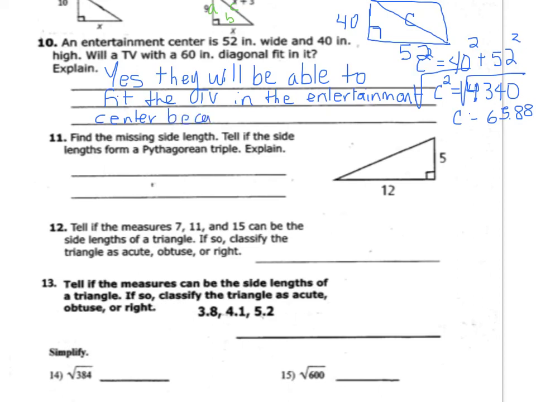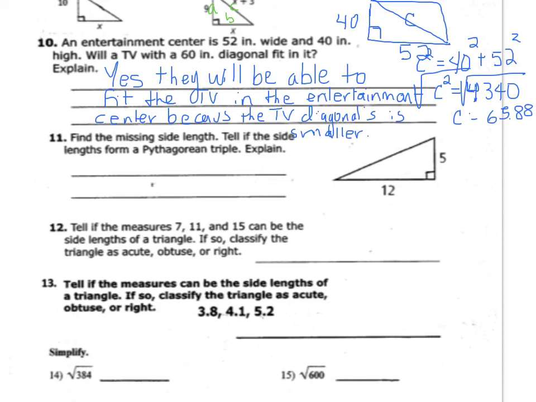The TV is 60. You have to show where the diagonal is, there you go, I even drew a picture. So that TV has a smaller diagonal than the entertainment center diagonal, and that's the way you can check it. Any questions about 10? No? Great.